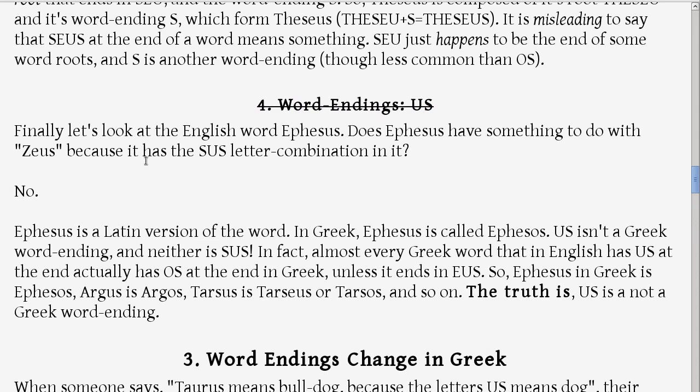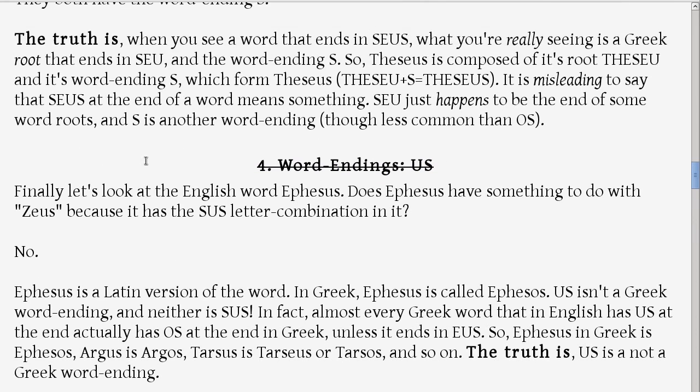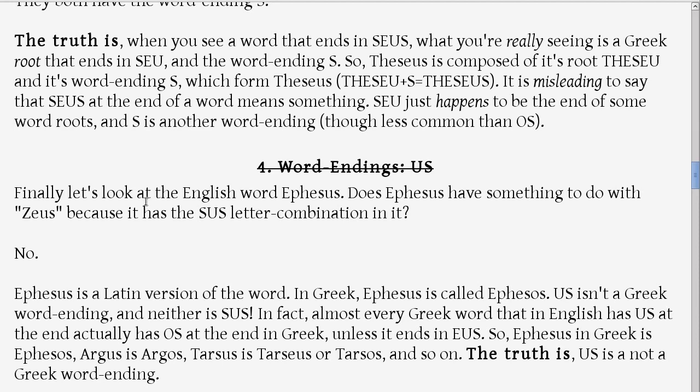Finally, let's look at the English word Ephesus. Does Ephesus have something to do with Zeus because it has the SUS letter combination in it? If we look at Ephesus, we notice at the end of the word or name, it has SUS. So does it have something to do with Zeus? Your guess is probably no.